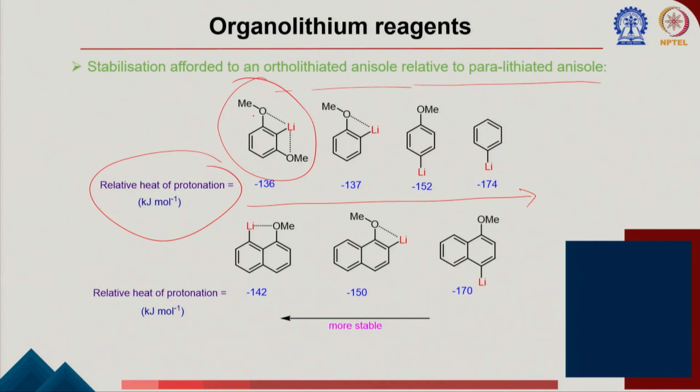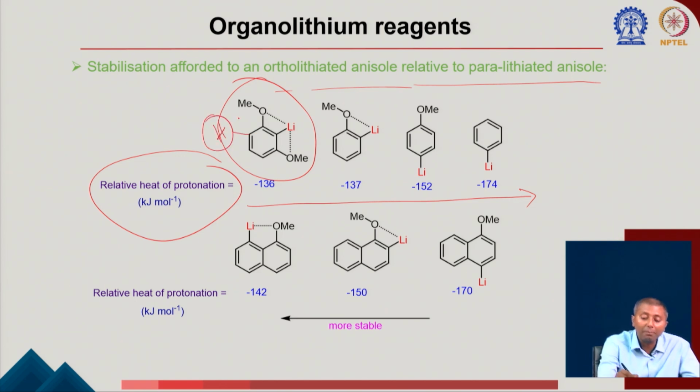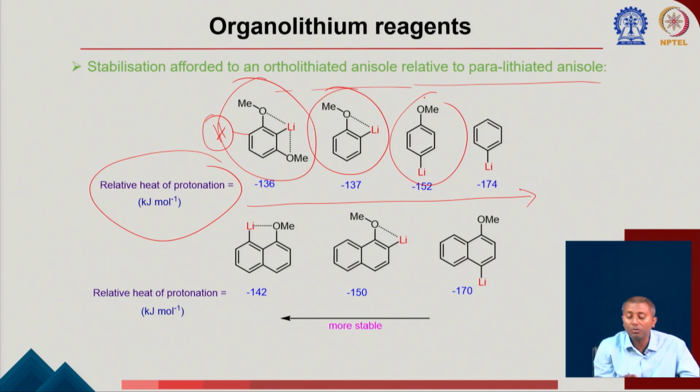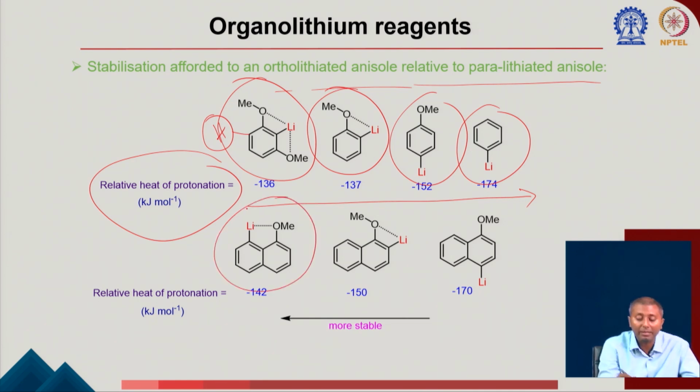So if you have two methoxy groups here, then it is going to abstract not this proton but the proton in the middle of these two methoxy groups, because now it can form more stabilization through both methoxy groups. Now if you have an ortho, that will be the next; if you have a para, then of course it will be lower than that, and then if you have only phenyl lithium, it will be the lowest there. Very similar thing happens in the case of naphthalene here.